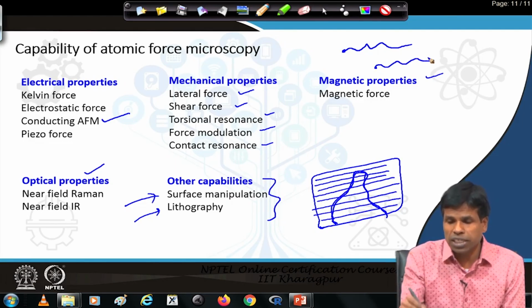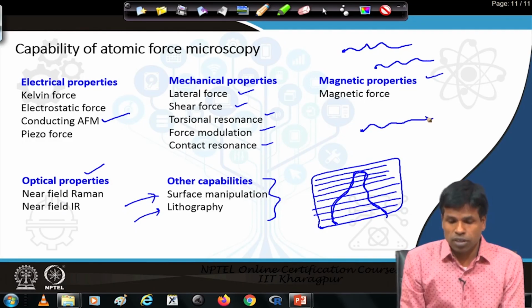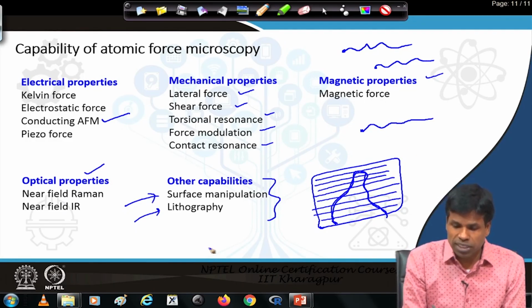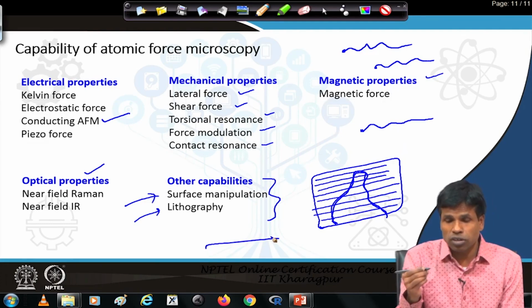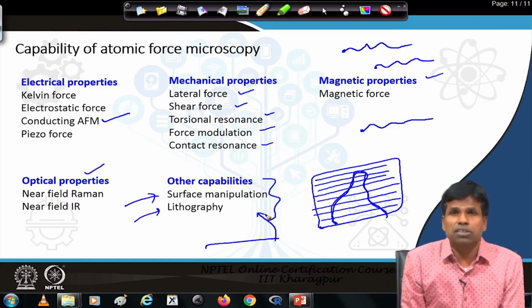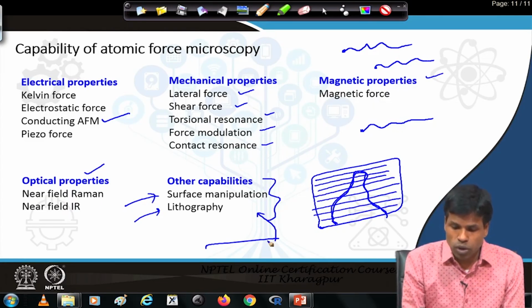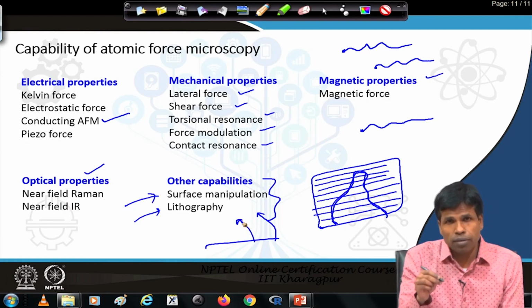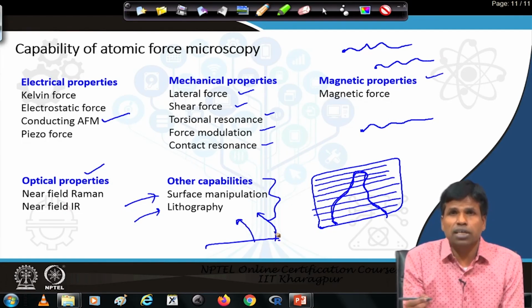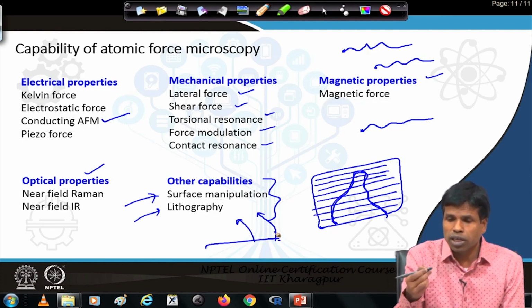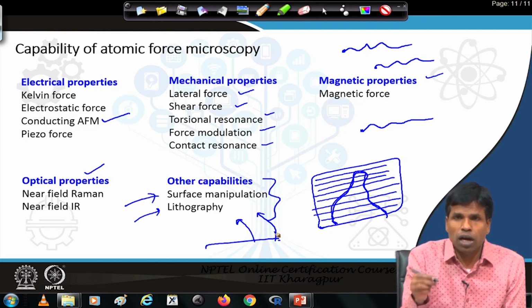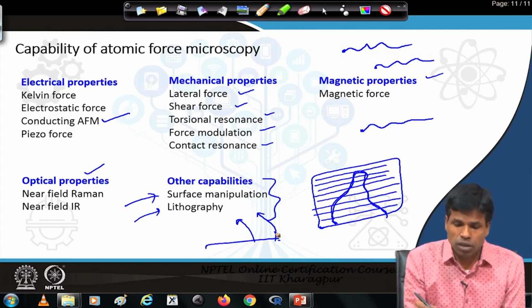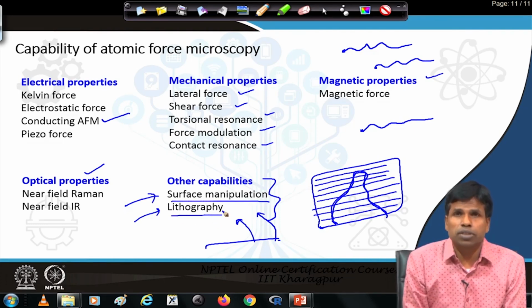If my tip is atomic, I can write on an atomic scale. Or if there is something on the surface, let us say a nanowire, I can use the tip to displace it to a different position, or I can bend the nanowire, let us say a straight carbon nanotube, using this probe. One can bend that carbon nanotube to the desired position or desired angle. So, this is nothing but surface manipulation, or manipulation of nanomaterials. All these kinds of things can be done by the atomic force microscope.